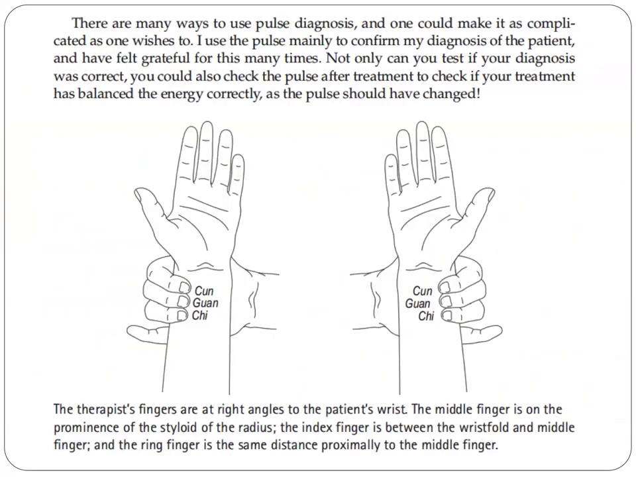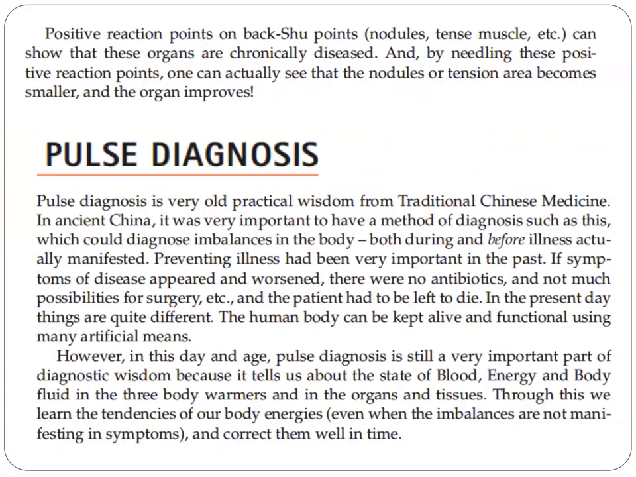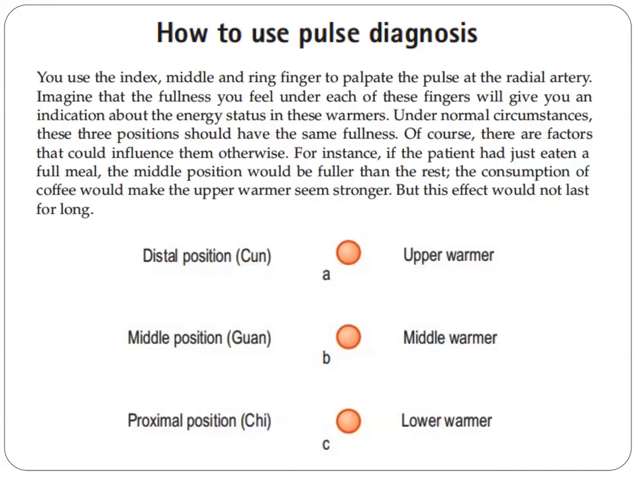We have started with how to use pulse diagnosis. You use the index, middle, and ring finger to palpate the pulse at the radial artery. Imagine that the fullness you feel under each of these fingers will give you an indication about the energy status in these warmers. Under normal circumstances, these three positions should have the same fullness.